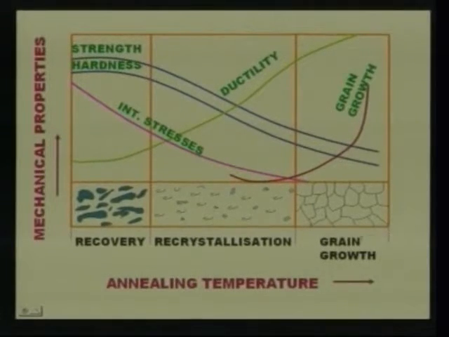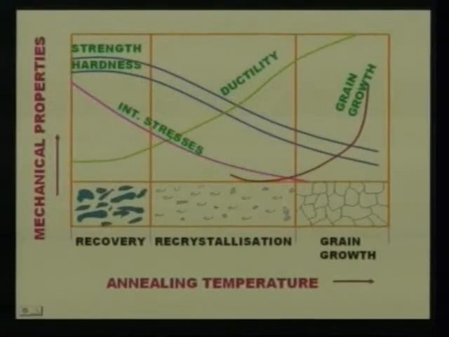Now let us see the diagram. This diagram shows annealing temperature versus mechanical properties. In this diagram there are three parts, the stages of the phenomenon of recrystallization that we already discussed. First stage, you can see this is recovery, this is recrystallization, and this is grain growth. In recovery the crystal sizes are slightly bigger, whereas in recrystallization the crystal sizes are smaller. But after recrystallization again the crystal size is increasing, which is disadvantageous in mechanical applications.